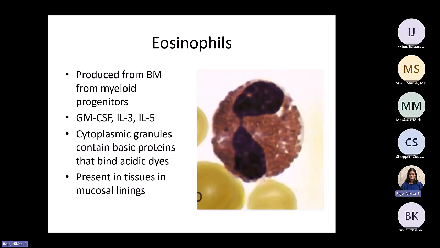Eosinophils are another cell from bone marrow. Myeloid progenitors develop under the influence of GM-CSF as well. IL-3 and IL-5 contribute for sure. And then cytoplasmic granules contain basic proteins, so they bind the acidic dyes, and so they stain red. They are present in the tissues in mucosal linings.